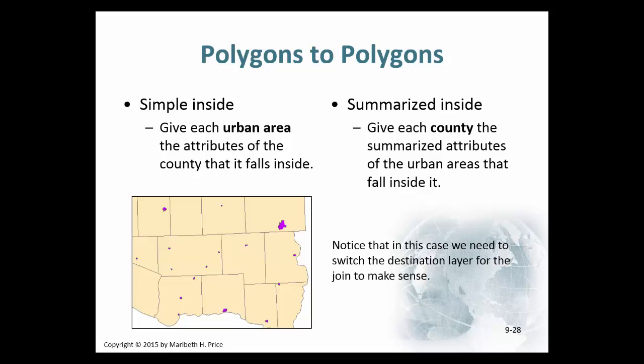Polygons joined to polygons with simple inside join can give the urban areas the attributes of the county that falls inside of it. Using the summarized join, we can give each county the summarized attributes of the urban areas that fall inside of it.